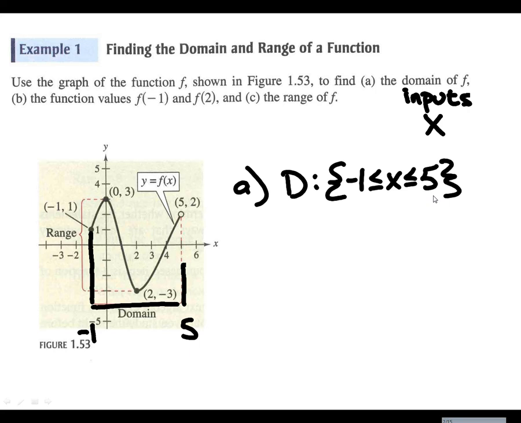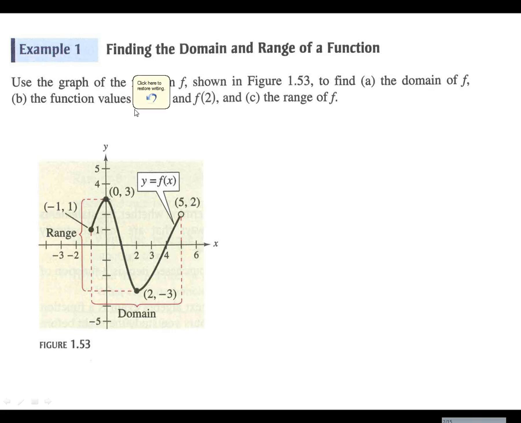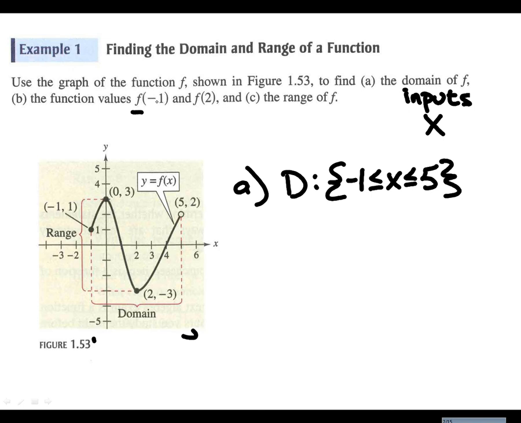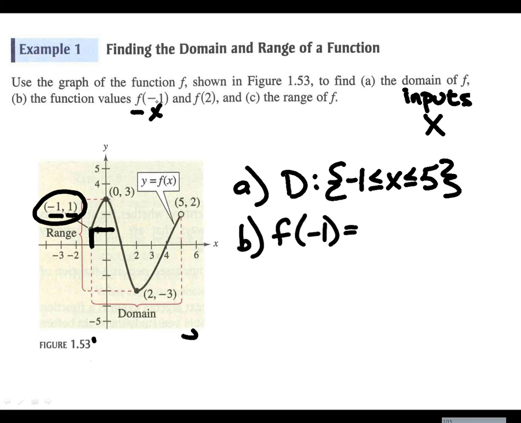All right, second question, B, says f of -1. So what we're going to do is we're going to say, okay, what's the y value, right? So f of -1 is saying what's the y value if x is -1, right? So I'm going to go find x is -1 right here. What's the corresponding y value? Okay, so if x is -1, we're going to say y is 1. So for answer B, f of -1 matches up with a y value of 1.